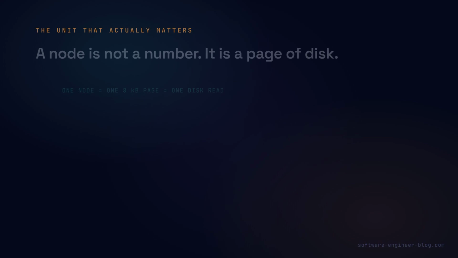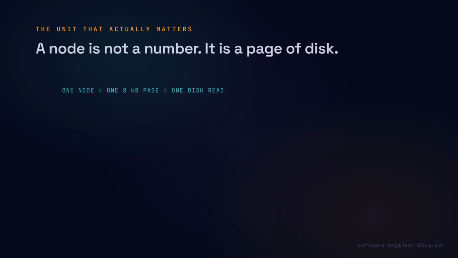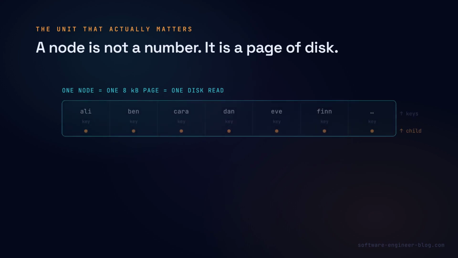One thing has to be right in your head first. When you picture a tree, you probably picture little circles holding one number each. Forget that. A node is not a number. A node is a page. A page is a fixed-size block of disk, and in Postgres, it is 8 kilobytes by default. That is the smallest amount the database will read. It never fetches one key. It fetches the whole page.